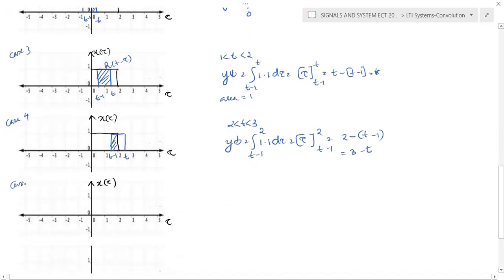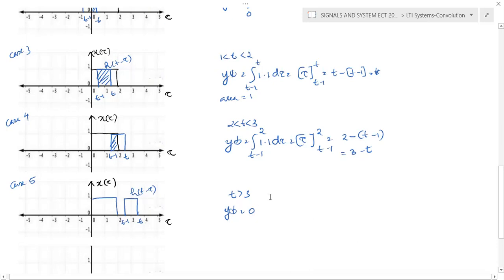And now we can consider the next case, case 5. That is x of tau is already here, up to 2. This is x of tau. Now we need to draw h of t minus tau. Already we considered up to 3. Now t is greater than 3. This is t minus 1. This is h of t minus tau. And if you observe this particular waveform, for t greater than 3, if you multiply x of tau into h of t minus tau, it becomes 0. For t greater than 3, you will get y of t equal to 0.